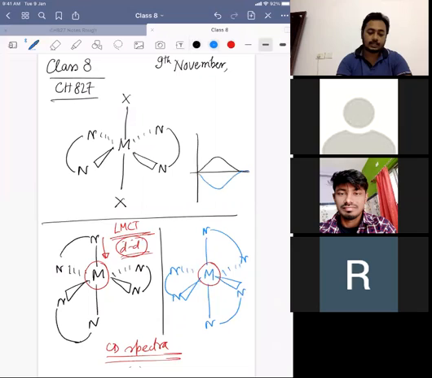Okay, so from there, we can actually find out whether this is actually CD active or not. That means whether it is chirally active, whether it is chiral or not. So you can actually use those kind of molecules.